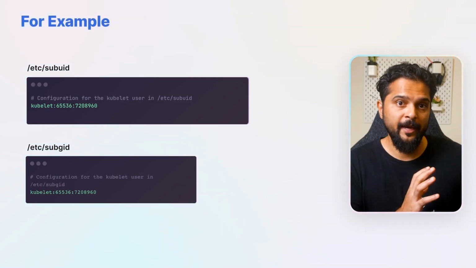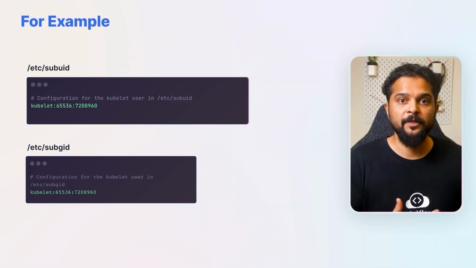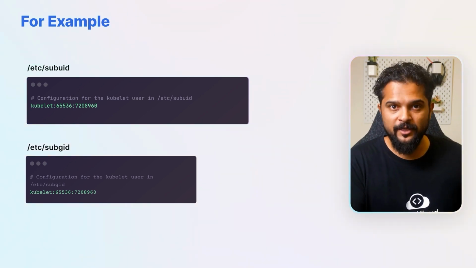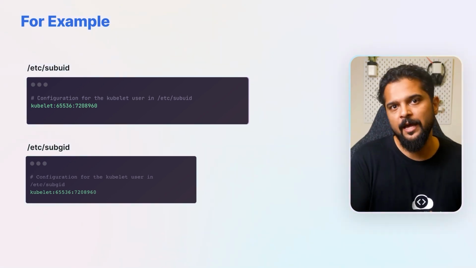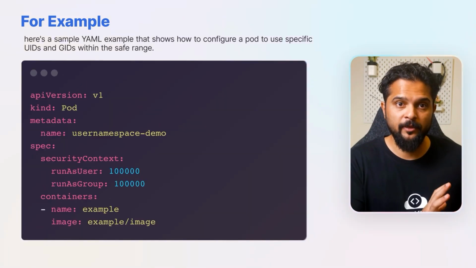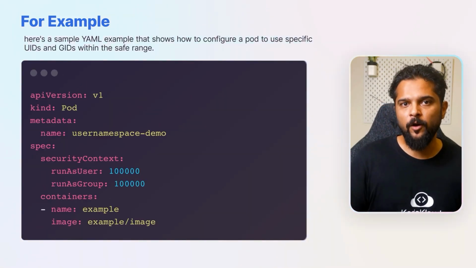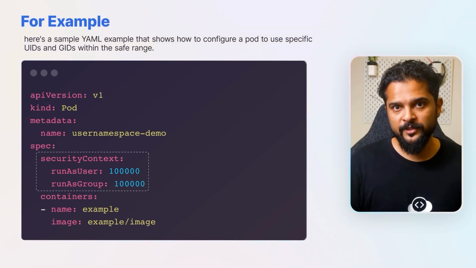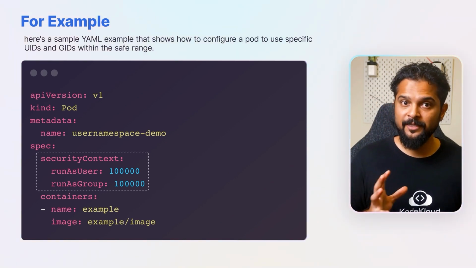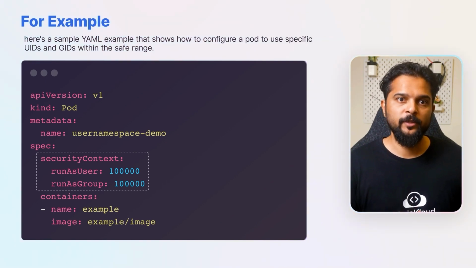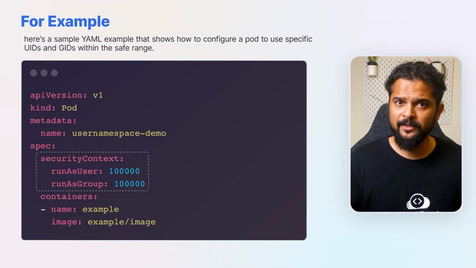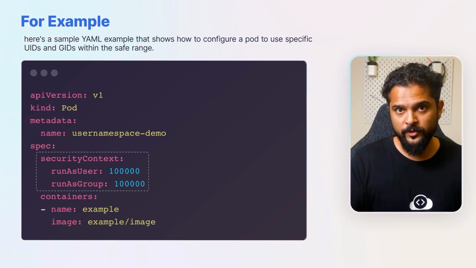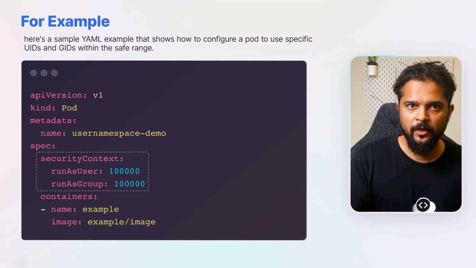For example, here's how you might set up the necessary files. So this setup gives the kubelet over 7 million UIDs and GIDs, starting at 65536, to manage pods safely without risking overlap with the host IDs. And here's a sample YAML example that shows how to configure a pod to use specific UIDs and GIDs within the safe range. Now, this runAsUser setting specifies that all processes within any containers in the pod will run with a user ID of 100,000. Similarly, the setting runAsGroup 100,000 dictates that the primary group ID for all processes within the containers of the pod will be 100,000.